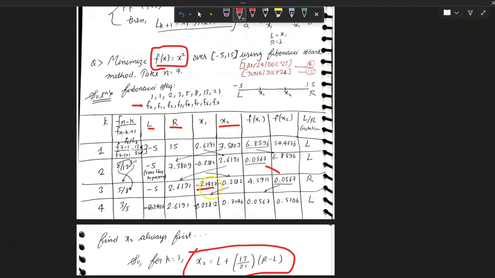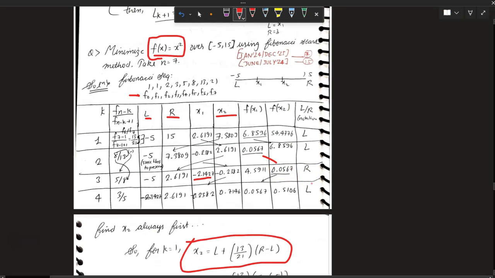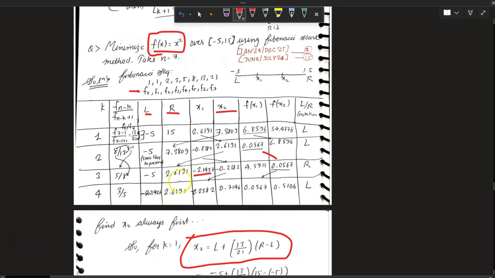Okay, so once you get the value of x1 and x2, you can get the value of fx1 and fx2 also. Get the value and see which is smaller. So here this right one is smaller, so you have to preserve the right one. So for the next step you will be preserving the right one. So see here, the right one is written. If you preserve the right value, you have to take this left value and put it to this left.